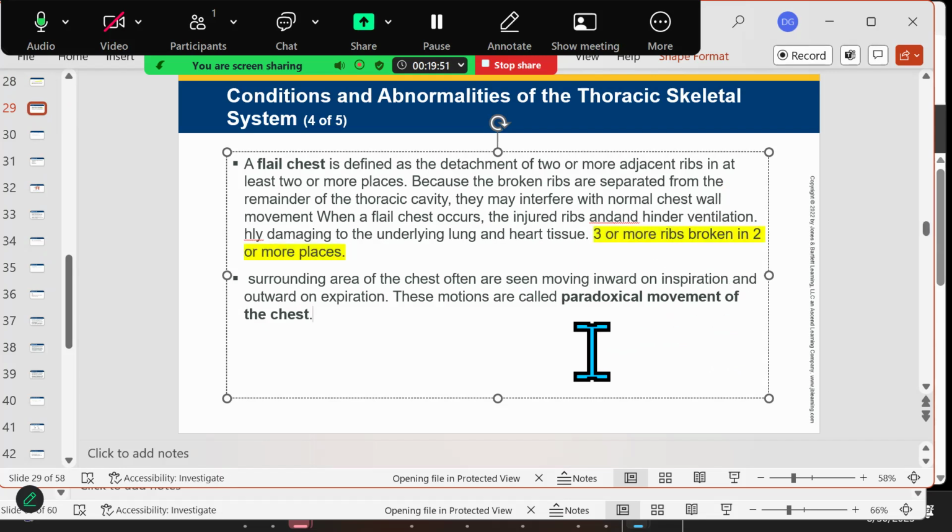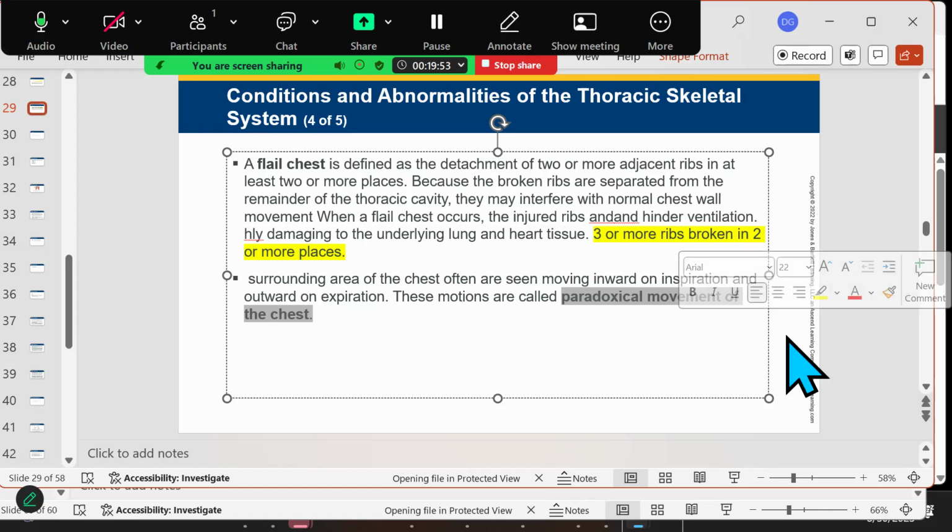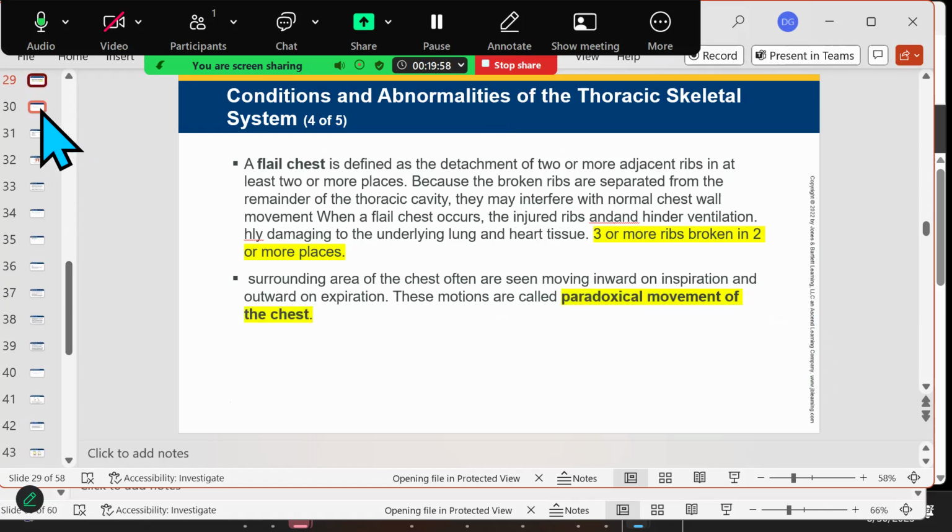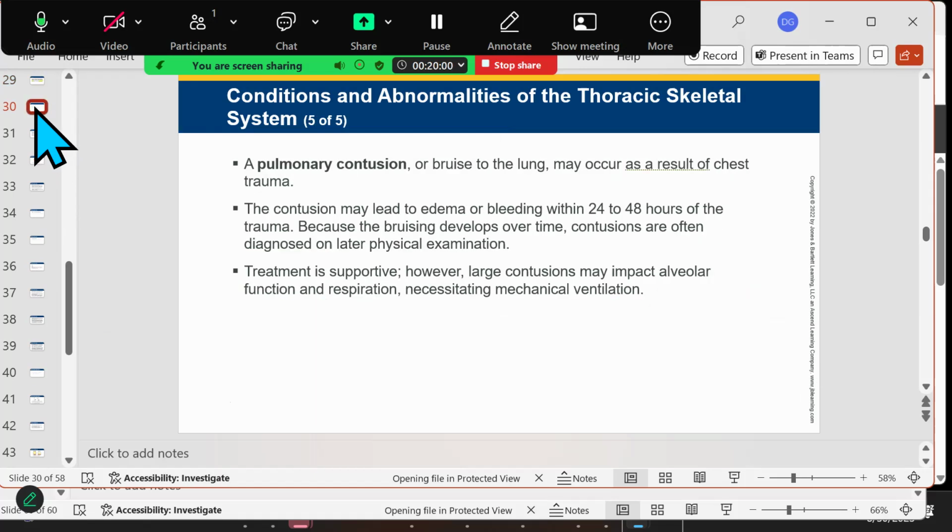Sometimes we get paradoxical movement of the chest, which means it moves in abnormal directions. One example there would be in flail chest, as the patient breathes in, the chest should move out, but it might actually suck in the area of the flailing.